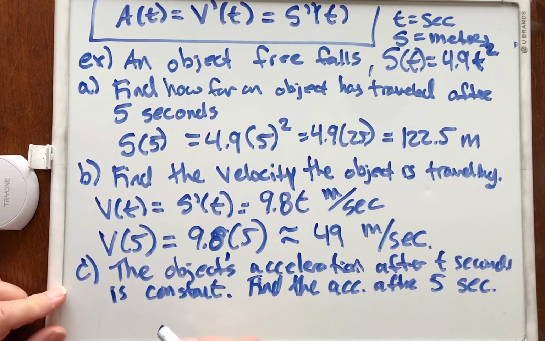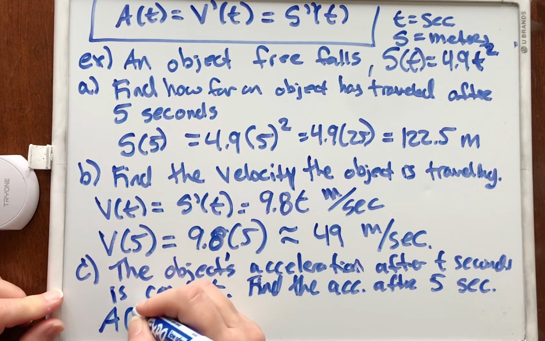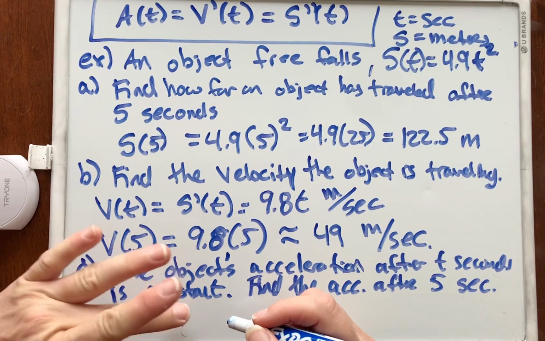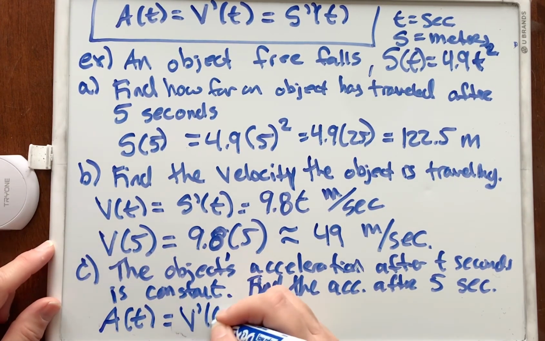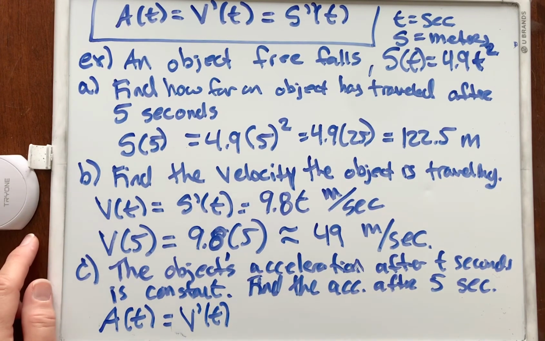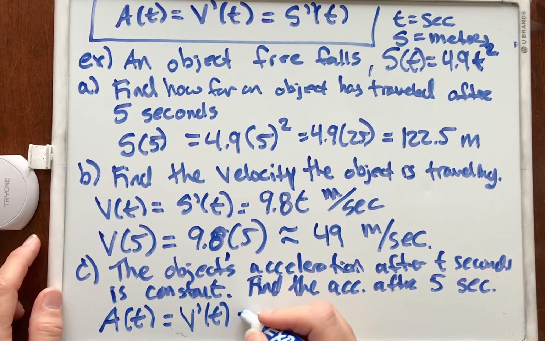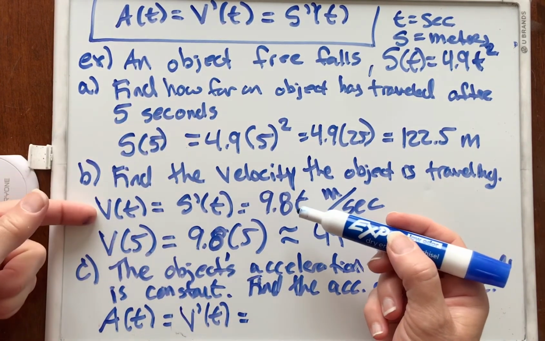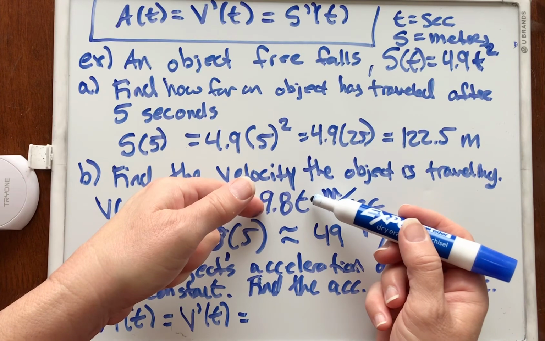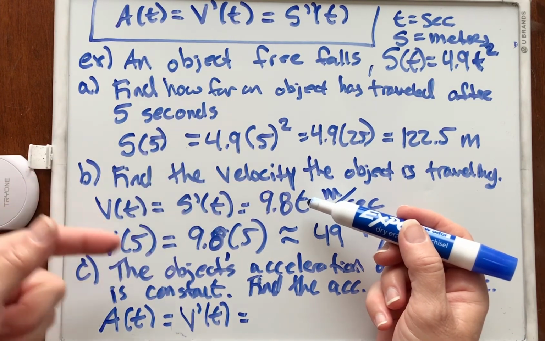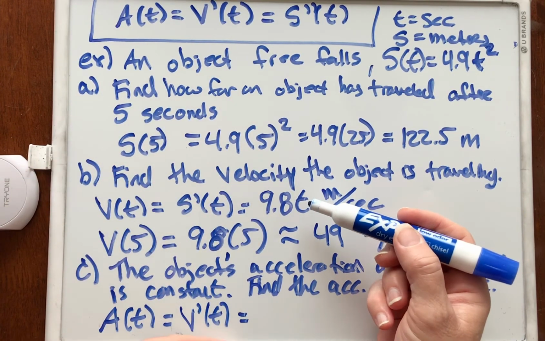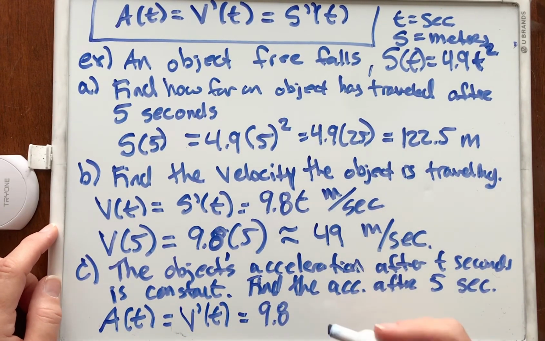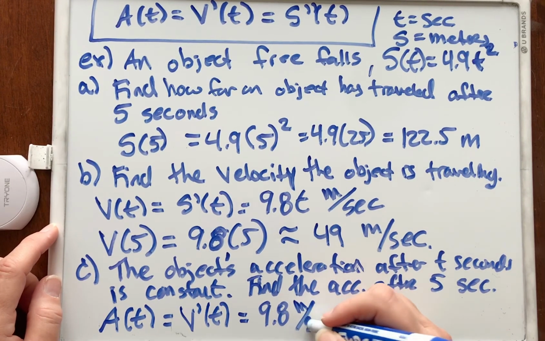Right? Well, what do we know? We know a of t equals v prime of t. And v prime of t, we didn't do it yet. Here's v of t, 9.8t. So to take the derivative of v of t, that is a of t, is just 9.8. 9.8 meters per second squared.